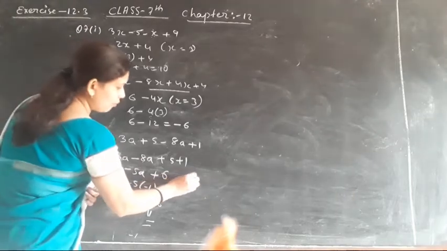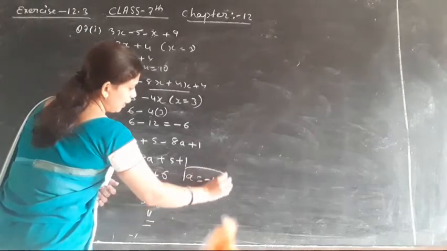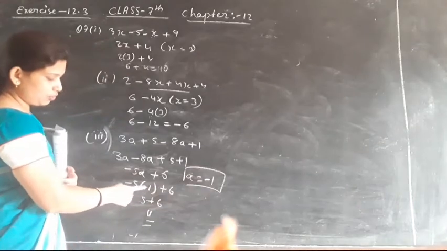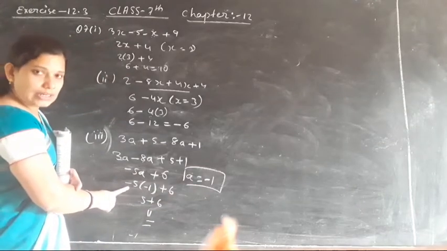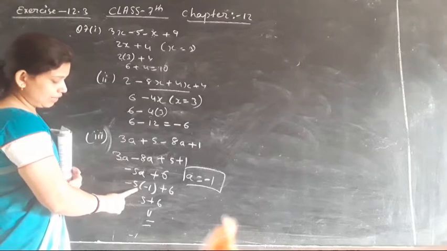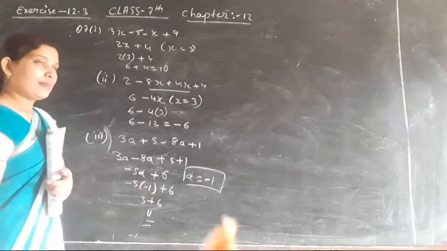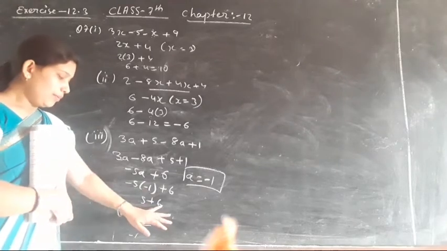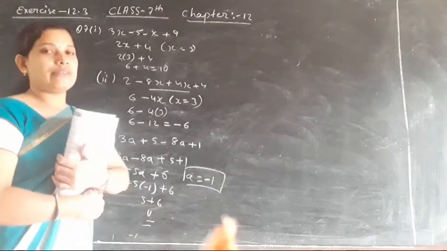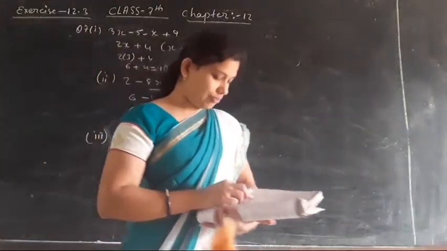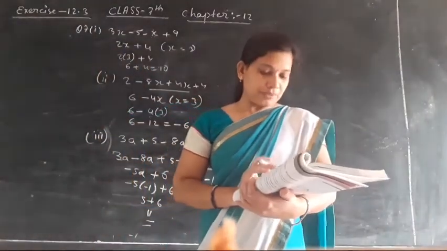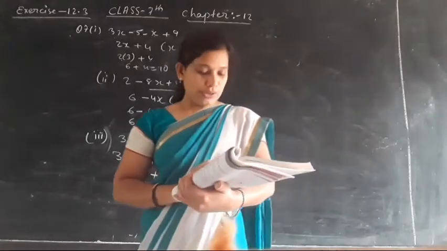And what is the value of a you have to substitute? The value of a is equal to minus 1 you have to substitute. So this minus and this minus will become plus. So minus 5 into minus 1 will become plus 5. So plus 5 plus 6 will be equal to 11. So 11 is the answer. In this way you have to solve the question. Okay, so the rest of the parts, try to do on your own.